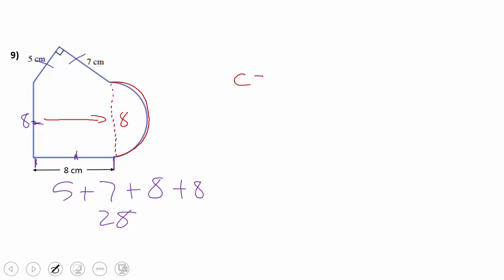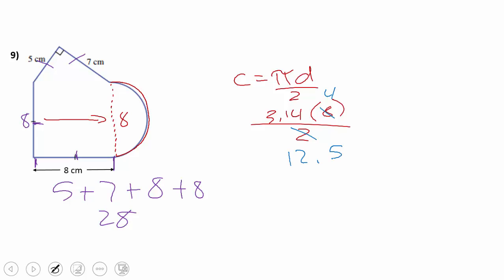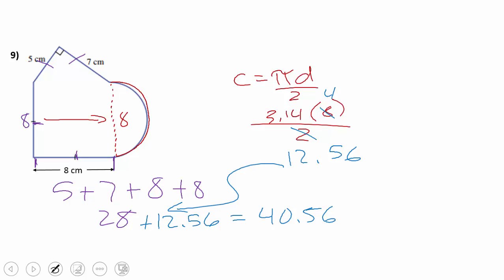So I'm going to use my circumference equals pi times diameter, and I only want half this time, so I'm going to divide it by 2 again. So I have 3.14, and I'm going to multiply that by 8, and I'm going to divide that by 2, and of course we all know that I can simplify that out to 4, and we've done that before, and that's 12.56. I'm going to take that and add it over here, plus 12.56, and I get a total of 40.56, my units, centimeters, as my perimeter around that composite figure.